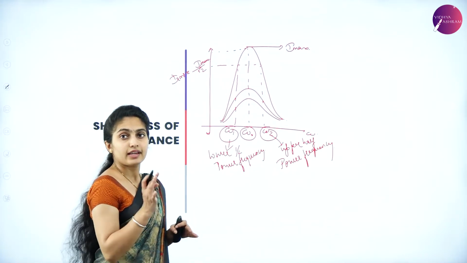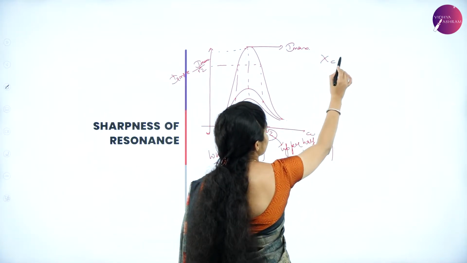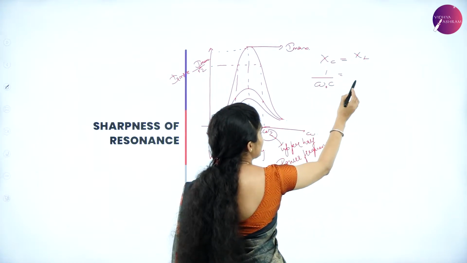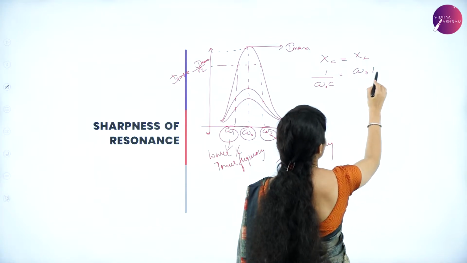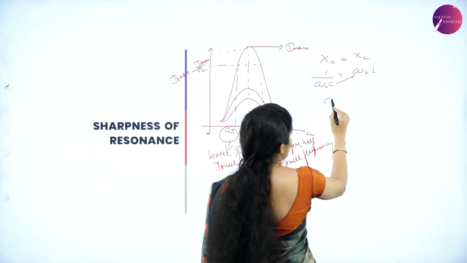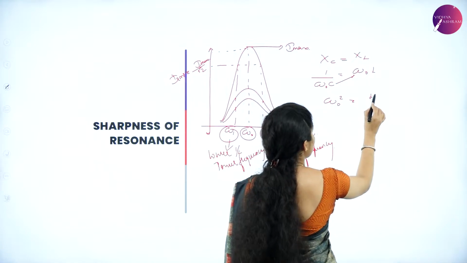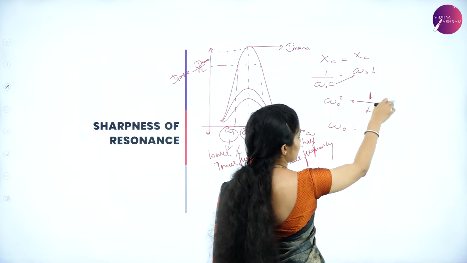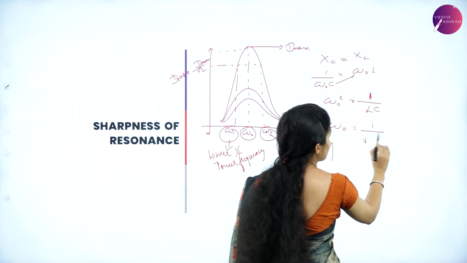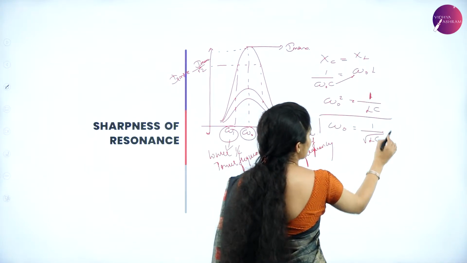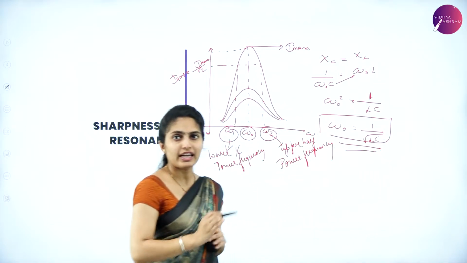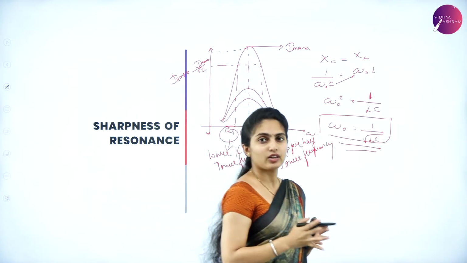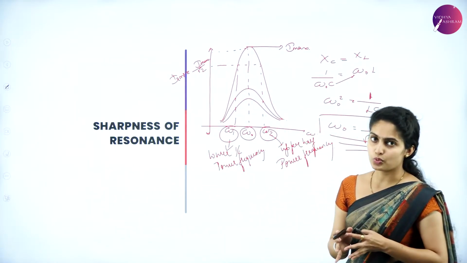So we can say that at resonance, XC will become equal to XL, which means 1 by omega naught C will be equal to omega naught L. Interchanging this, you have omega naught square is equal to 1 by LC. Applying the root on both sides, omega naught becomes 1 by root LC. So this is the value at resonant frequency. The peak value at resonant frequency is omega naught equals 1 by root LC.